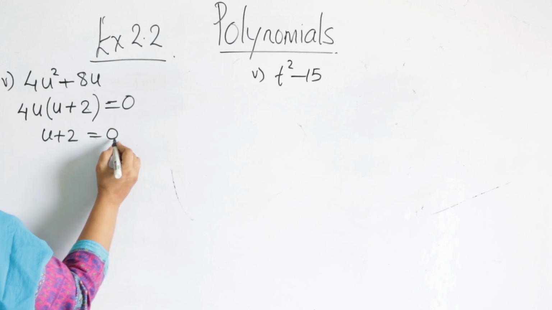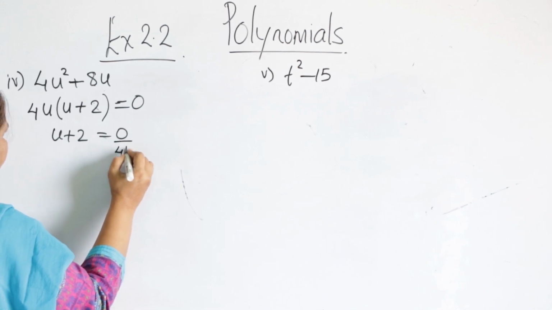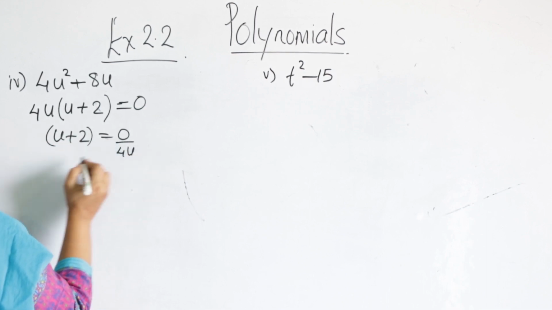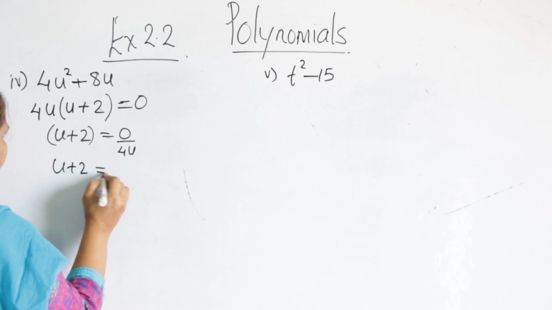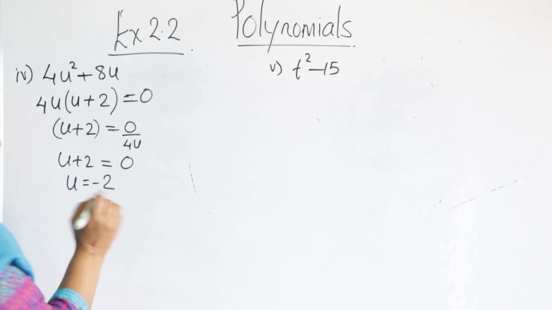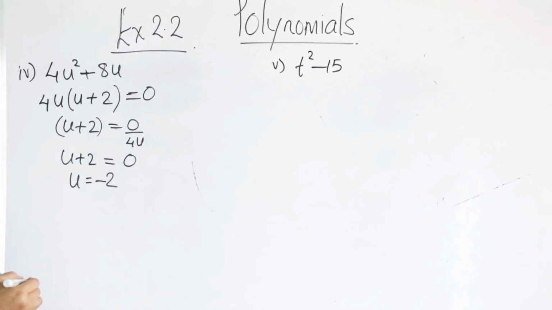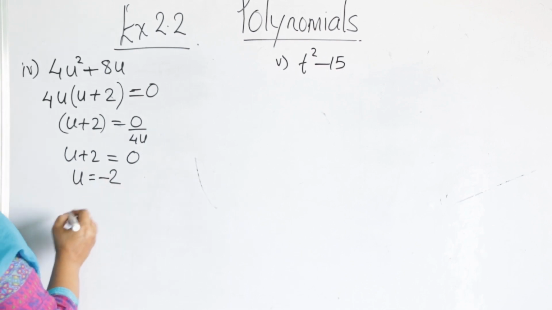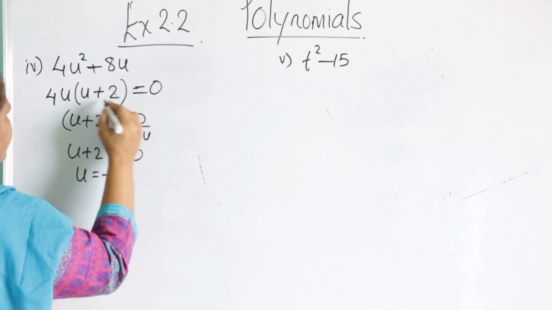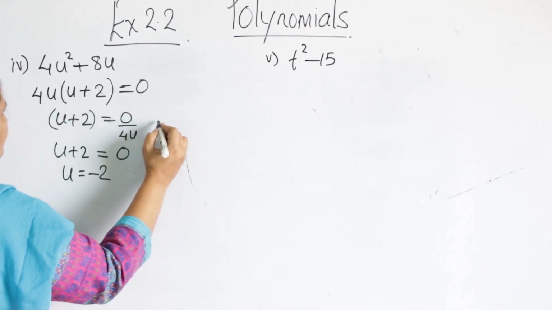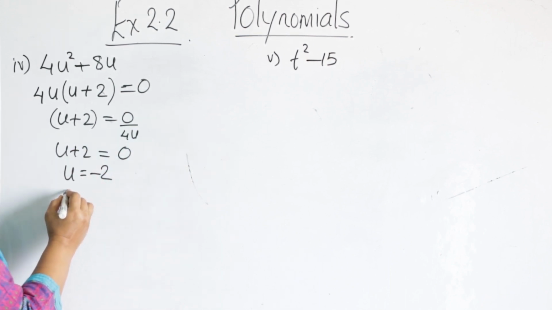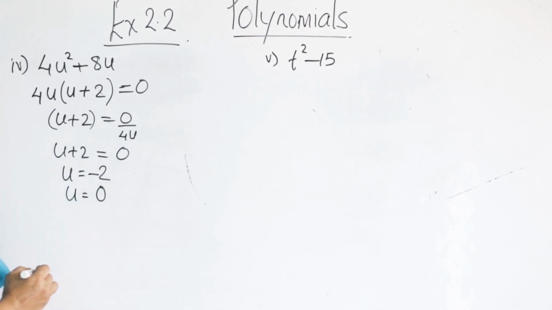This 4u, for those who find it a little difficult to understand, is actually brought here and it becomes 0. But every time you don't have to write that 0. u is equal to minus 2. So we have one zero for this polynomial, which is minus 2. And the other, if you do the same thing with 4u, it becomes 0. So u is equal to minus 2, u is equal to 0.